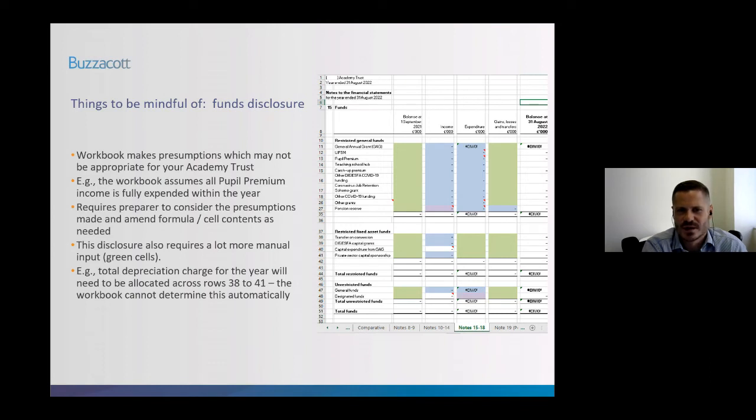As an example, the template is set up to make the assumption that the pupil premium income or other grant income will have been fully expended in the year of receipt. This may not be appropriate for your Academy Trust, in which case the formula in the expenditure column should be amended.